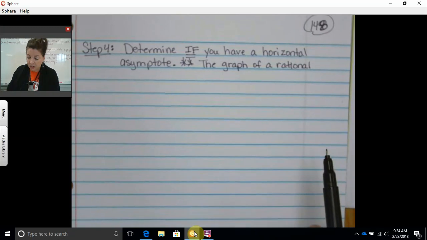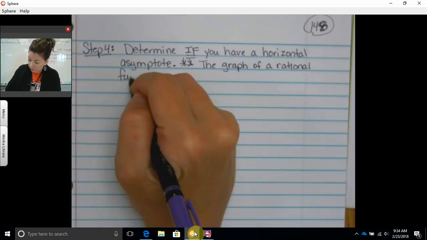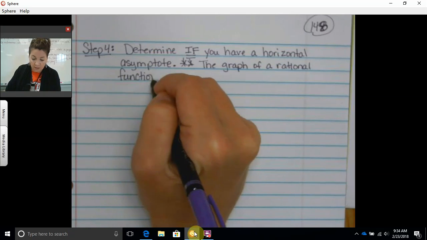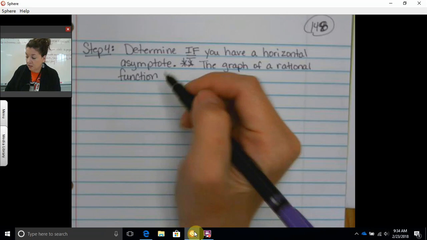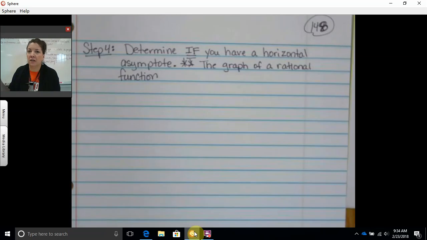The graph of a rational function can have no more than one horizontal asymptote. Remember the vertical, you could have an unlimited number of vertical asymptotes. But for horizontal, no more than one.